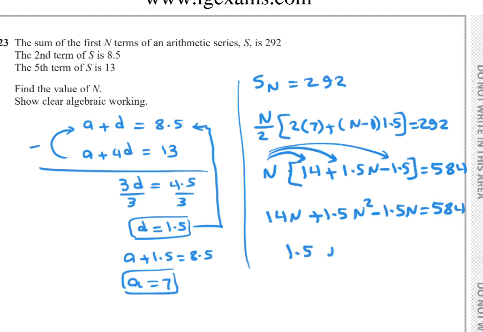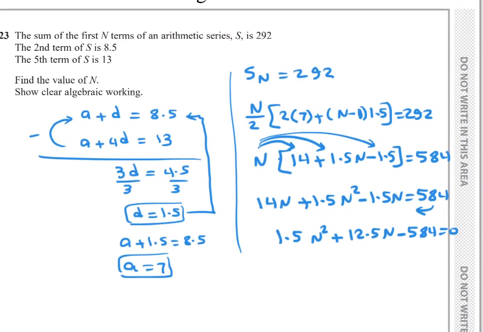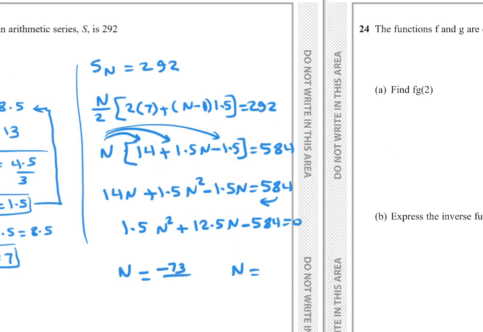So 1.5n squared, 14n minus 1.5, so 12.5n, and you can transpose 584 to the other side by negative, so minus 584 equals 0. Now use the formula to find n. You get n equals negative 73 over 3, which is rejected, and the other value n equals 16. So this is the answer, because the number of terms should be a positive integer.